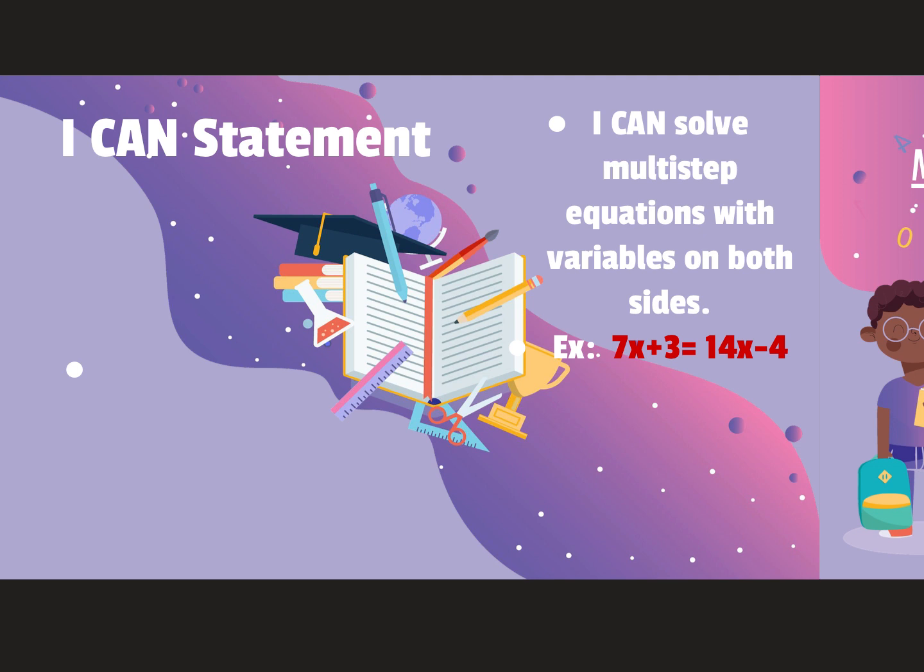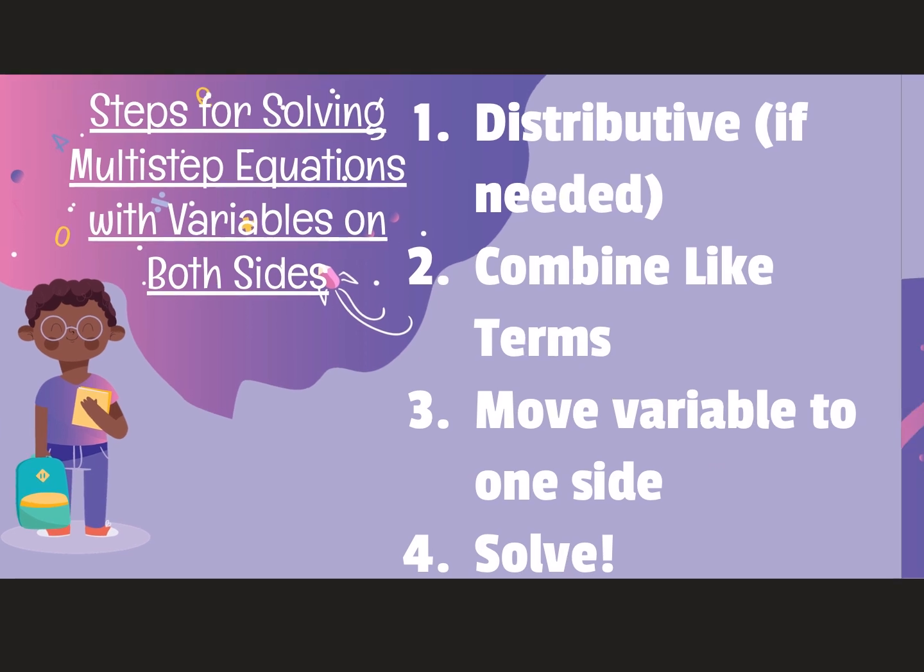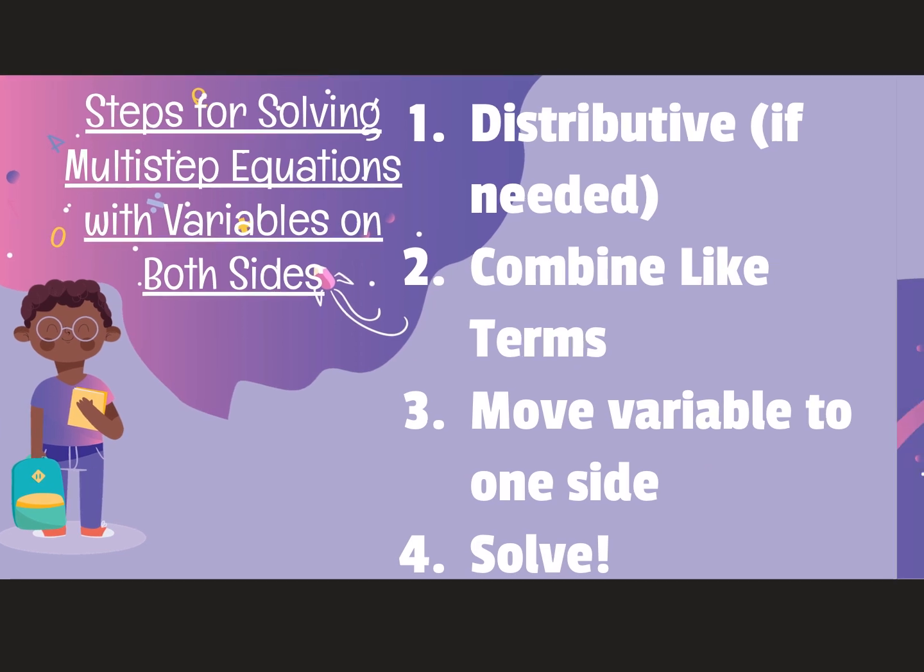All right, so this is another connection piece getting us closer to our algebra piece of multi-step equations, focusing on the types of solutions. All right, so the steps for solving multi-step equations with variables on both sides. First, you're going to distribute if needed, combine like terms. We've added in this third step of where we have to move the variable to one side, and then the fourth step, you're going to solve.